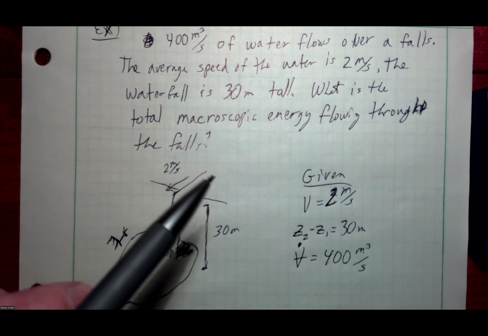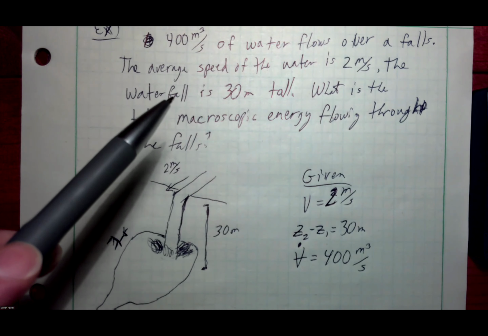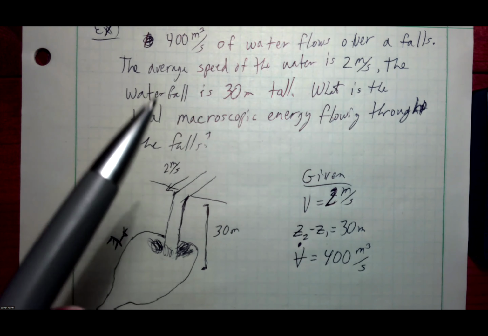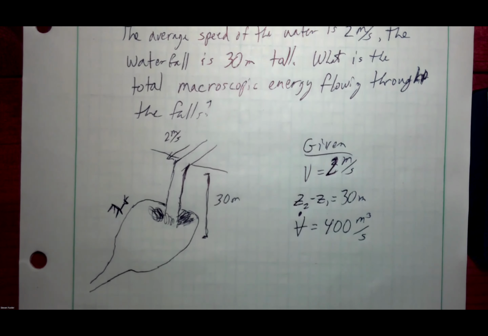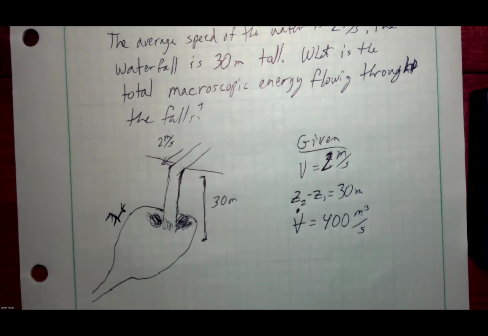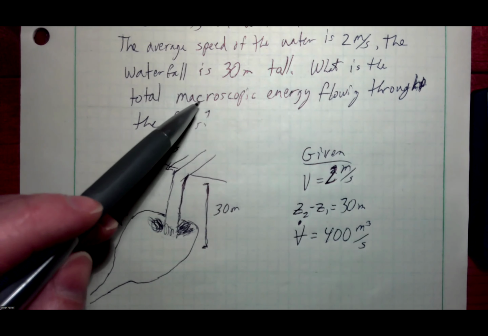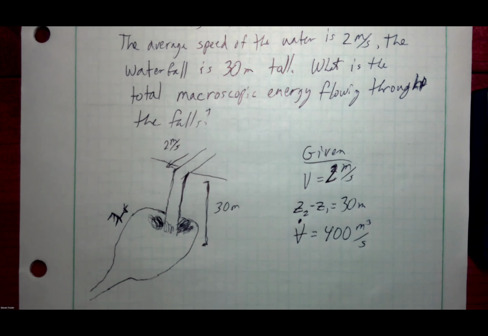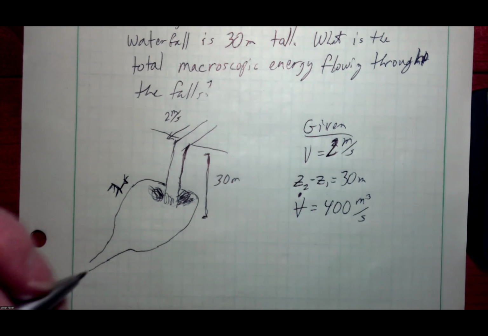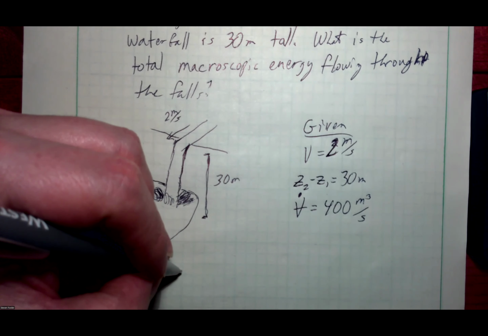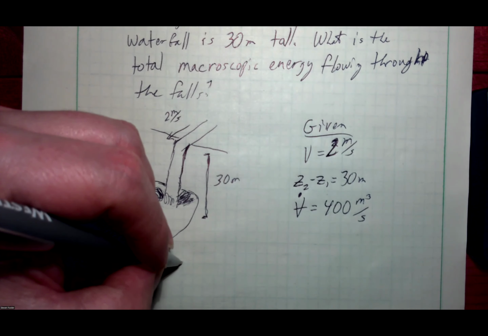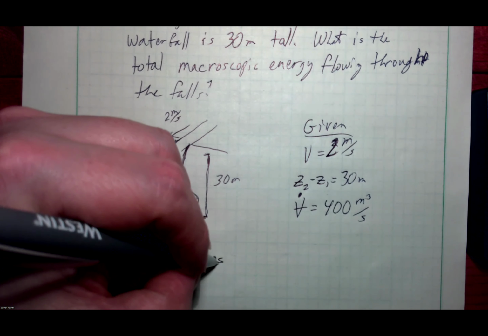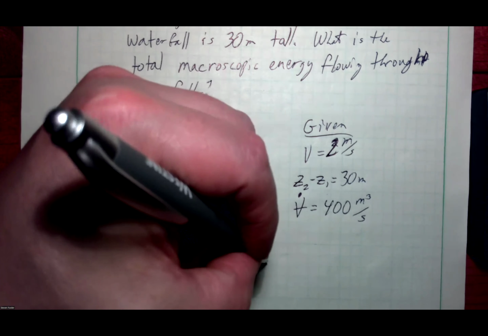And that's why I always say, look, you don't have to write the whole paragraph for my purposes. Write what you're looking for. Find the macroscopic energy. That's all I would really need you to write here. And so that's going to come down to, okay, what are we looking for? We're looking for the rate of macroscopic energy flowing through the falls, basically, right? So how would we do that? Well, first I need to know what the heck is macroscopic energy.